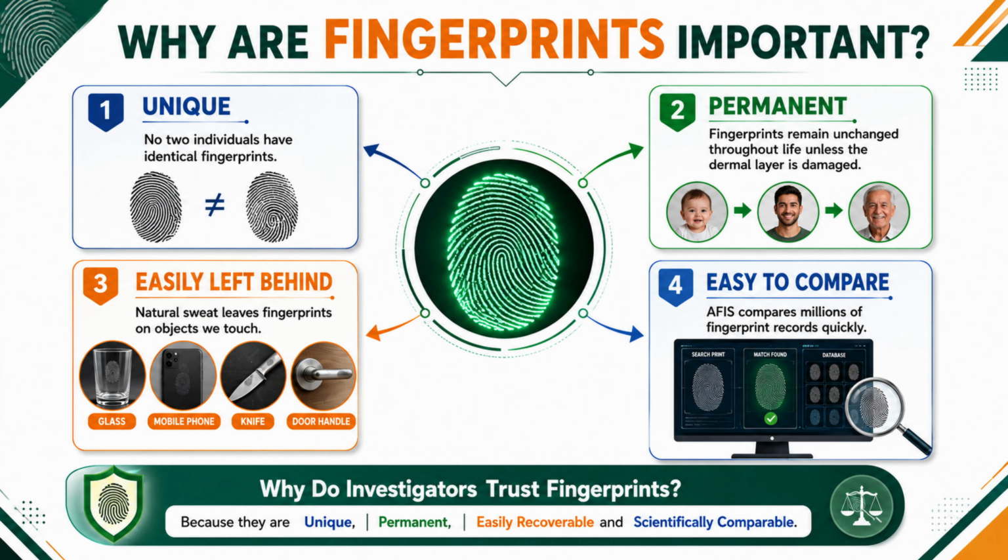Fingerprints are easy to compare using scientific methods. Modern computer systems like AFIS can compare thousands or even millions of fingerprint records within a short period, making investigations much faster and more accurate. This is why fingerprint evidence has become one of the most trusted forms of physical evidence in forensic science.